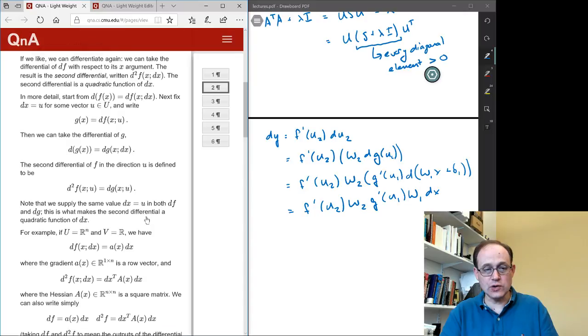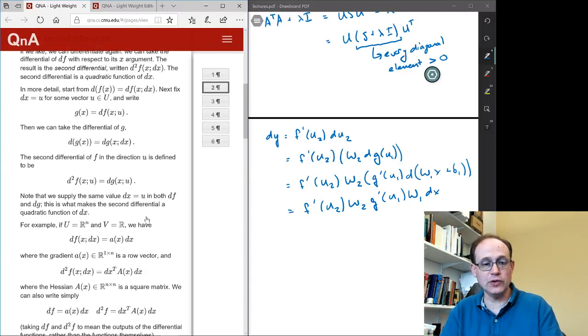Let's go through that. We went through that derivation at the end of class on Monday, but let's go through it again. We start from f of x and take its differential. That gives us df, which has x and dx as arguments. Now we make a new function g by fixing the dx argument of df. So g of x is df at x, with a fixed vector u. Then we take the differential again, the differential of g, dg of x. That's a function of x and dx, and now we fill in u for the dx argument of dg. So d squared f at x in the direction u is defined to be dg at x in the direction u. We gave the same argument u for both instances of the differential, and that's what makes it a quadratic function of that argument.